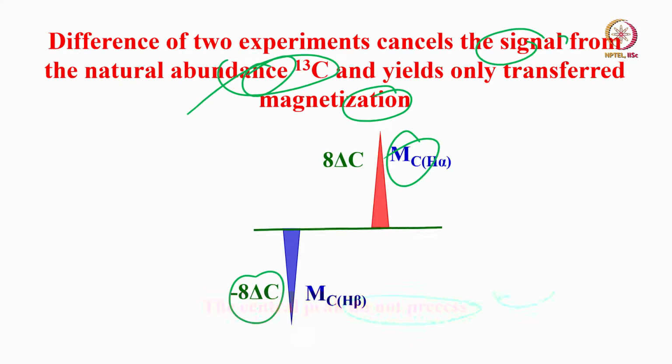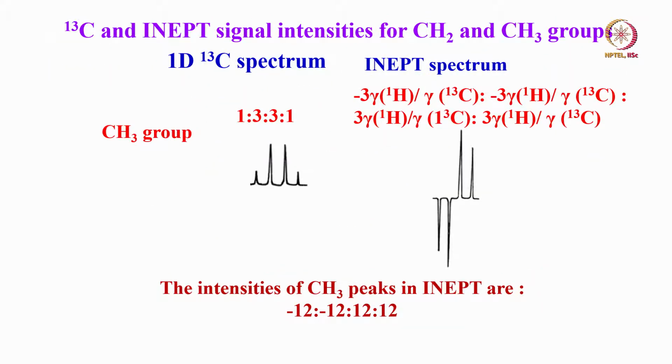I am sorry. The same thing you can look for in the CH3 group. In the CH3 group again there is no central component, as I told you; both the 2 components, the higher frequency and low frequency, move in the opposite direction, and this is the intensity ratio.